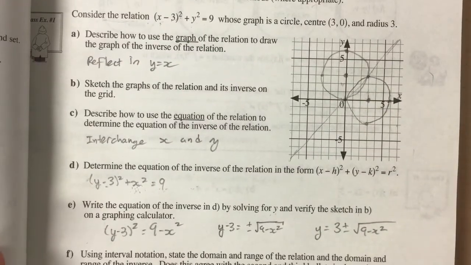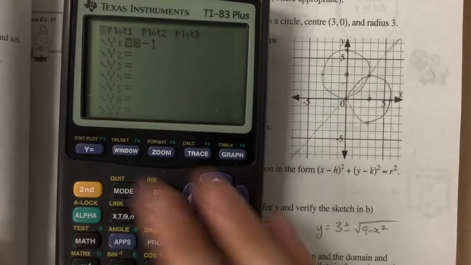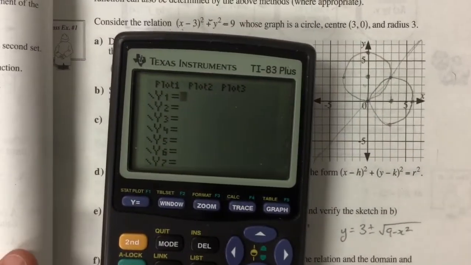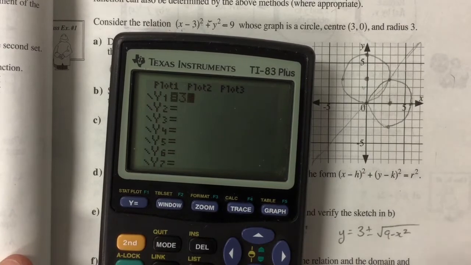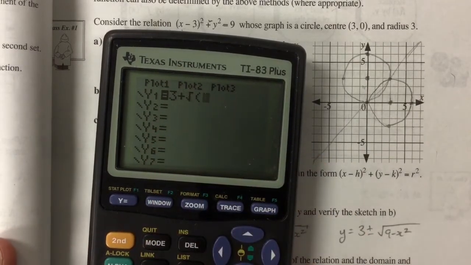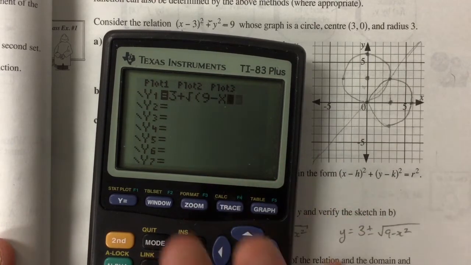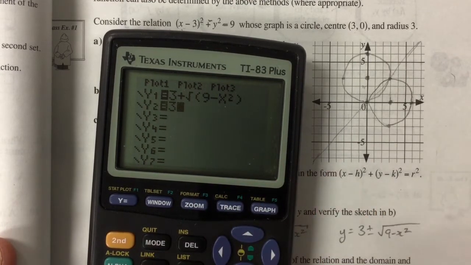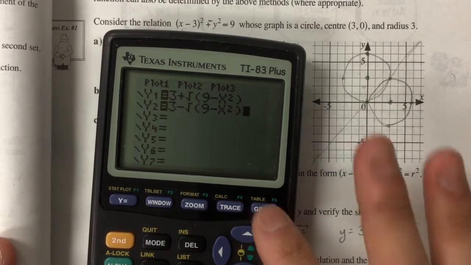Now, let's graph this and see what it looks like. So I'm actually going to be graphing two equations. I have 3 plus the square root of 9 minus x squared, and I have 3 minus the square root of 9 minus x squared.